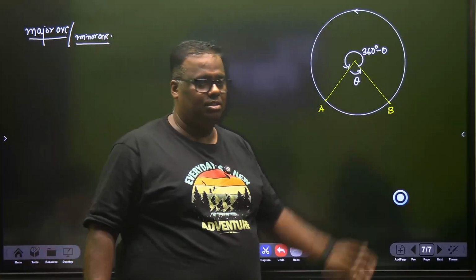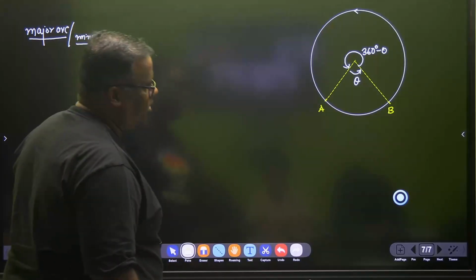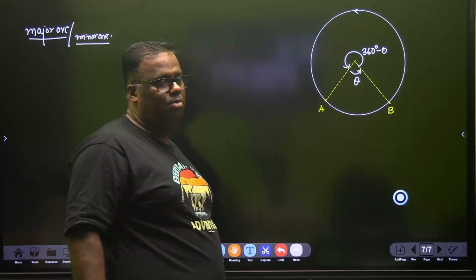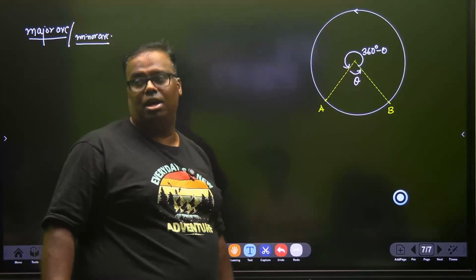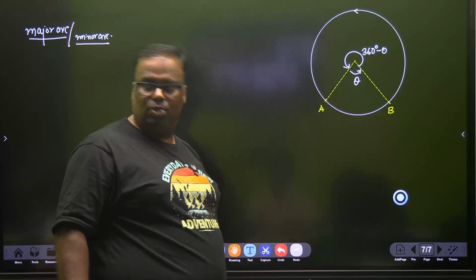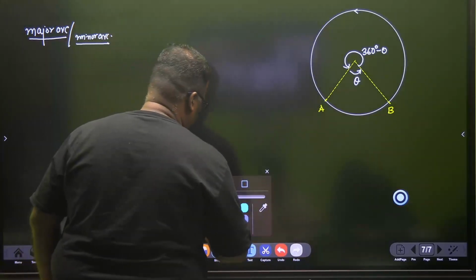Okay? However, if you take the diameter, that is exactly half of the circle as your arc, then you don't have any major or minor arc. You have what is called a semi-arc. At that time, the angle subtended on both sides will be 180, 180. Okay? Now something more. Grade 9. Still we are in grade 9.